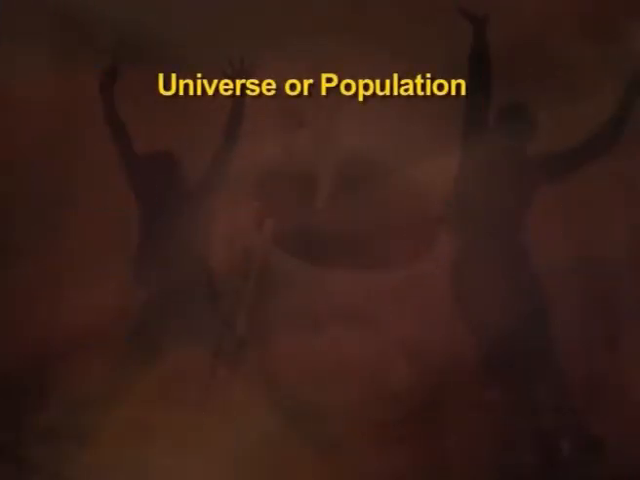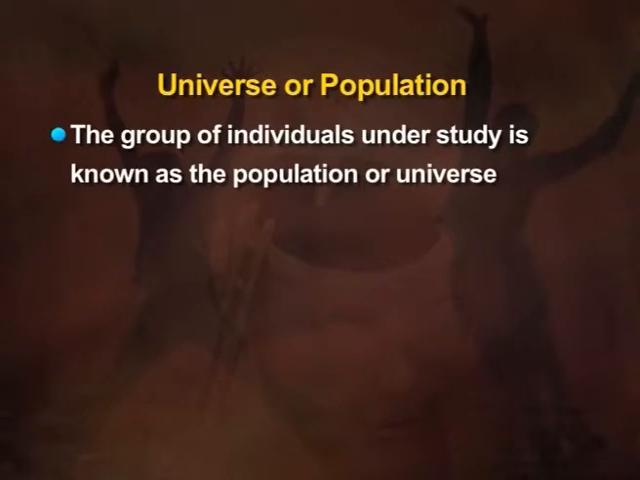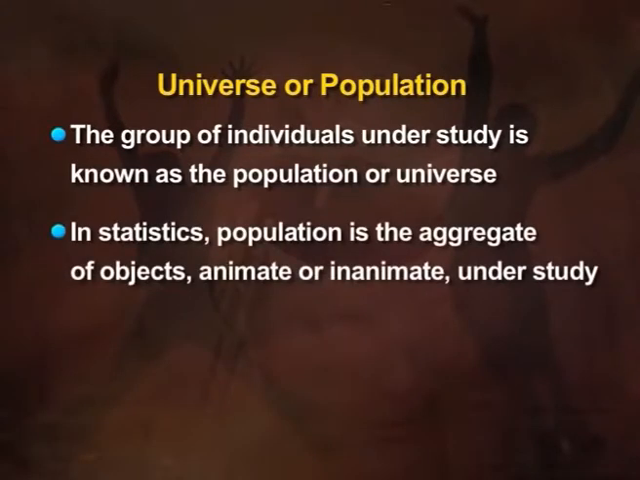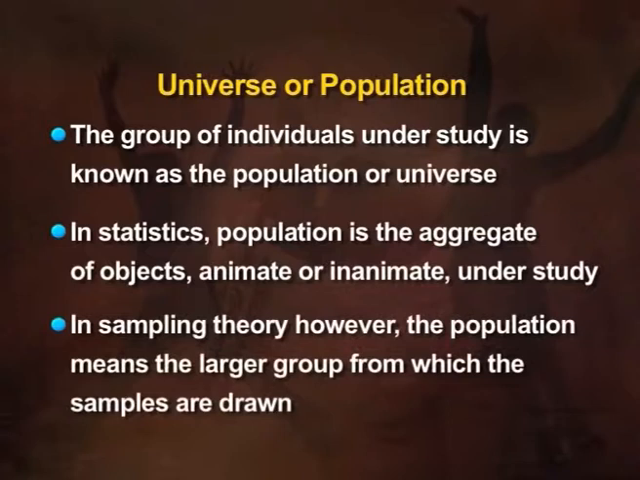But before discussing sampling methods, let us look at some of the key terms applicable in sampling. The first concept that we are going to examine today is universe or population. The group of individuals under study is known as the population or universe. In statistics, population is the aggregate of objects, animate or inanimate, under study. In sampling theory, however, the population means the larger group from which the samples are drawn.